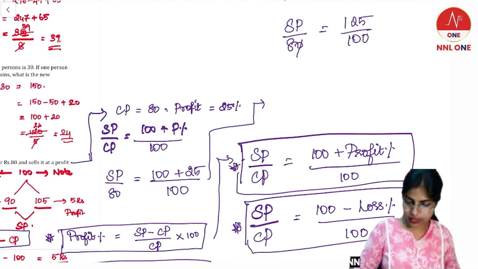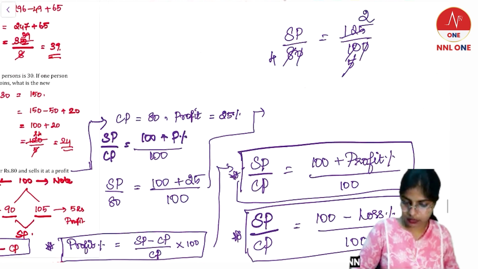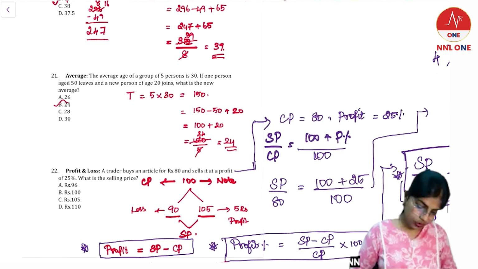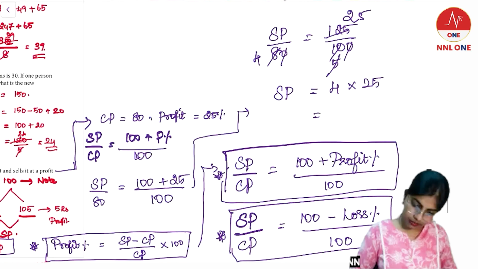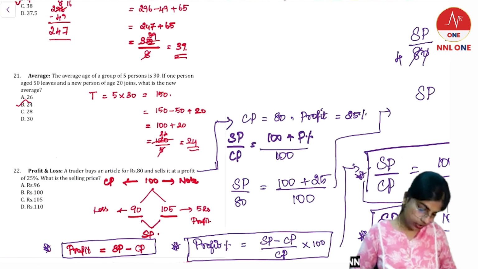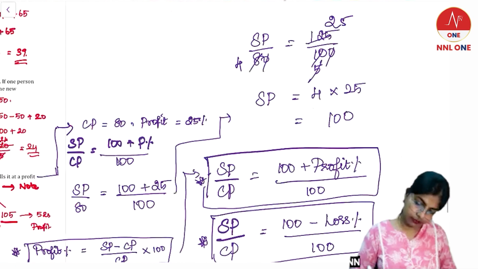I think we can cancel here. 2 4s are 8, 2 5s are 10. Can cancel in the 5 table. 5 2s are 10. Remainder 2, 5 5s are 25. So by cross multiplying, 4 into 25, what is the resultant answer? 4 5s are 20, 4 2s are 8, 9, 10. So the resultant answer is 100. Selling price is equal to 100.